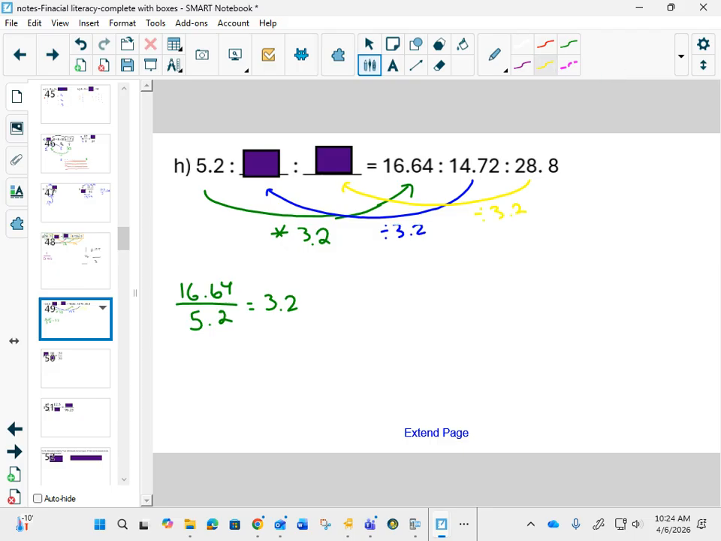Divide by 3.2 again. Did you get 4.6 and 9? Yeah. Easy. Okay, try the next two on your own with a calculator. I'll put up the answers in a second.